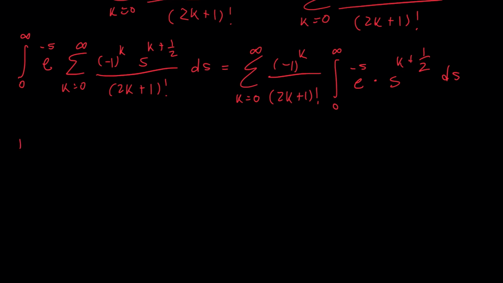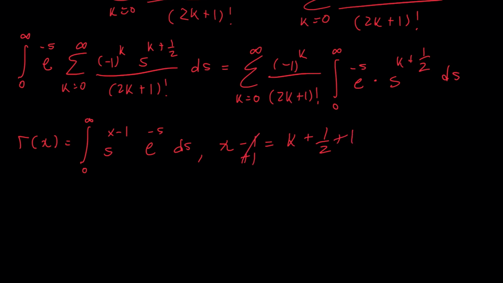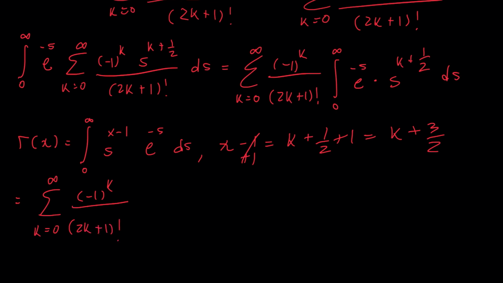And we know that gamma of x is the integral from 0 to infinity of s to the x minus 1 e to the negative s ds. So now comparing the exponents, we're going to have x minus 1 is k plus a half, adding 1 on both sides. This is just going to be k plus 3 halves. So we're going to have the sum from 0 to infinity, negative 1 to the k over 2k plus 1 factorial, and then gamma of k plus 3 halves.